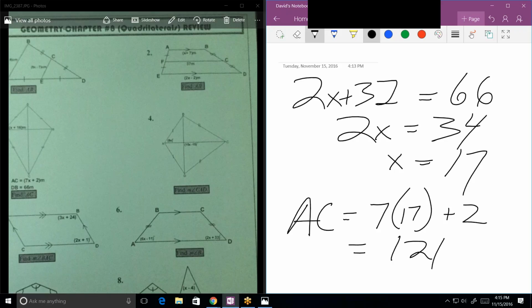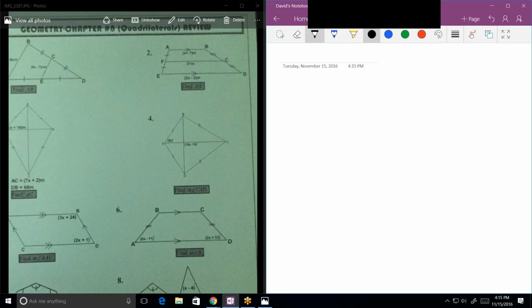So now we're looking at CAD. Okay. So number 4. Since we know it's a kite now, we also know that diagonal AC bisects the two vertex angles. So we know that CAD equals 9x. Angle CAD definitely equals 9x. How do we solve for x?